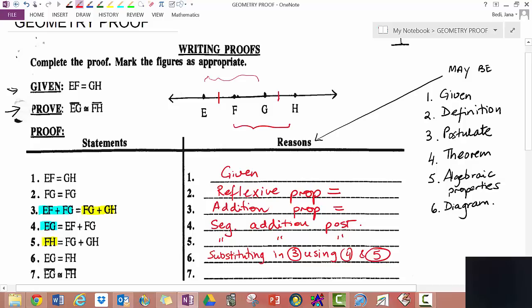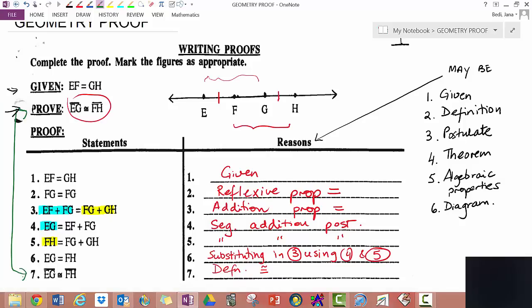So EG equals FH. So I'm getting closer to what I wanted to prove, except there's a little difference. What I want to prove is that they are congruent. I know that by definition, if two segments are equal in measure, then they are congruent. So this is definition of congruency. So your last statement, statement 7, is what you started out to prove. So in a proof, the last statement is always what you wanted to prove. So that wasn't too bad.